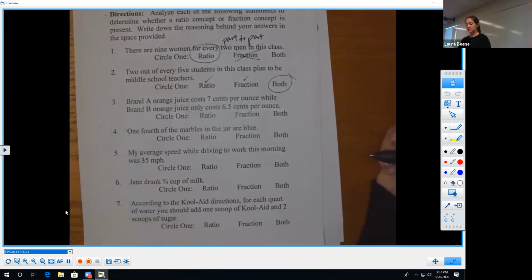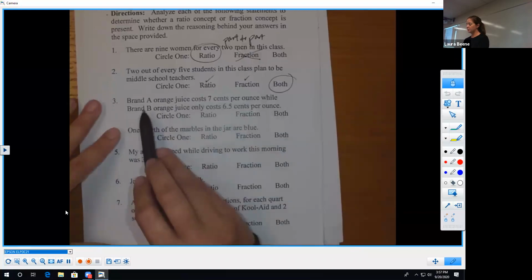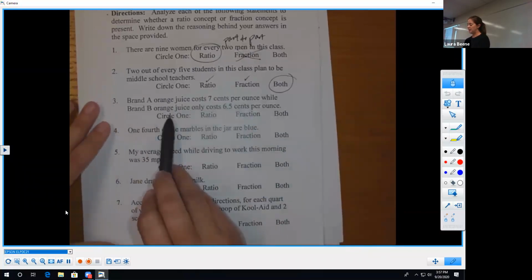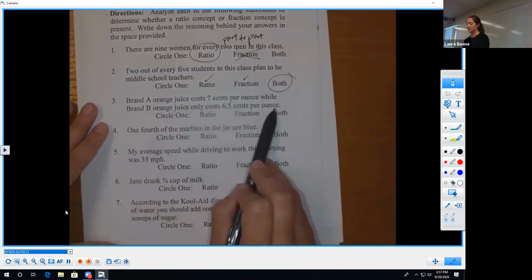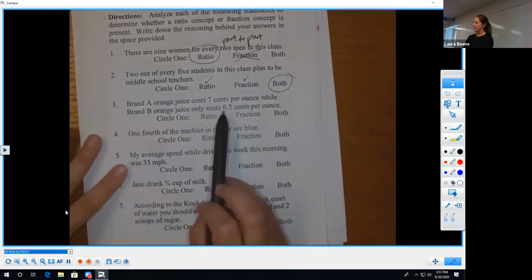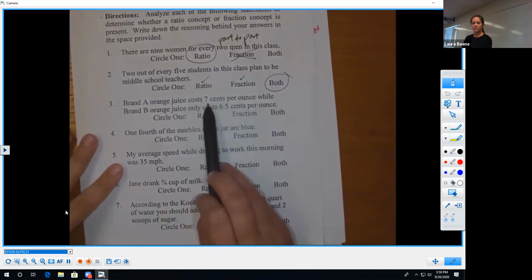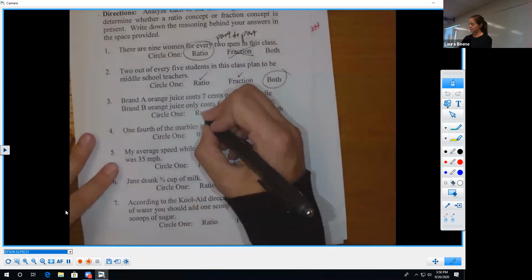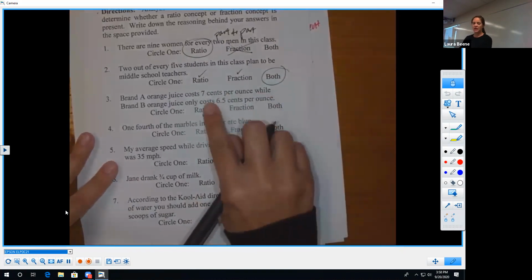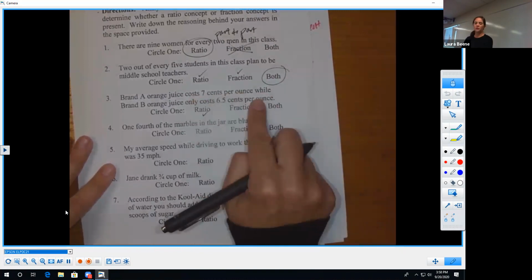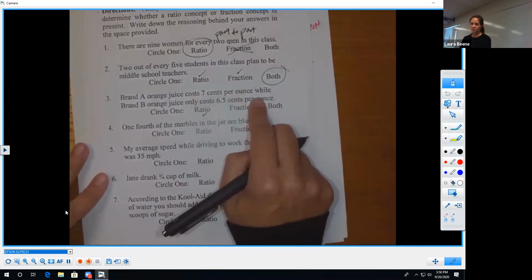Okay, look at number 3. Brand A orange juice costs 7 cents per ounce. Brand B costs 6.5 cents per ounce. Is this a ratio? Yes, we're talking about how much orange juice costs per ounce, so money per ounce. So yes, it's a ratio. Is it a fraction? Can I write this as 7 cents over 1 ounce? Is it a part over a whole? No, it's not. It's 2 completely different measurements.